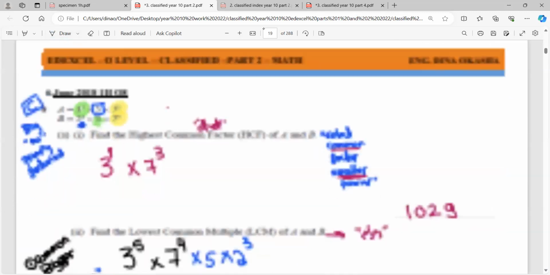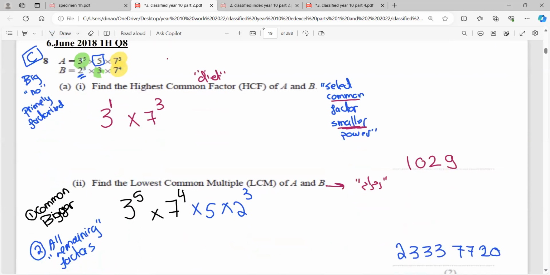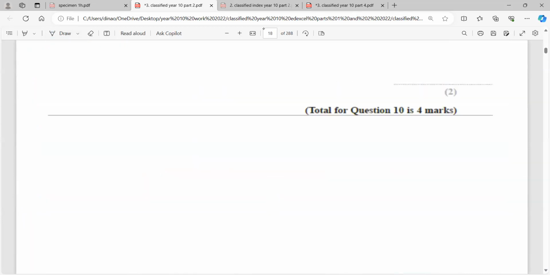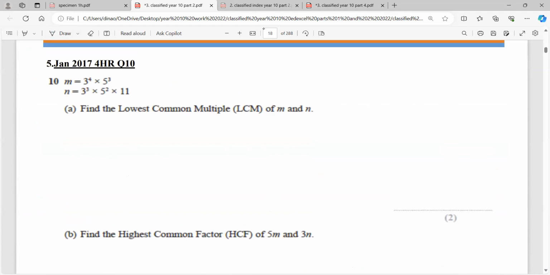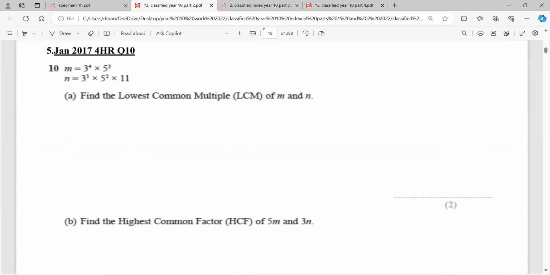So here I'm going to introduce another idea related to this part. If we go back to page number 18, question B has a new idea related to this part. As you can see, this is case C, where the numbers are primely factorized. Sometimes it asks me to find the HCF, sometimes the LCM, sometimes both. Here it says find the LCM.